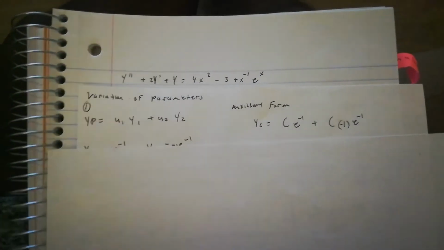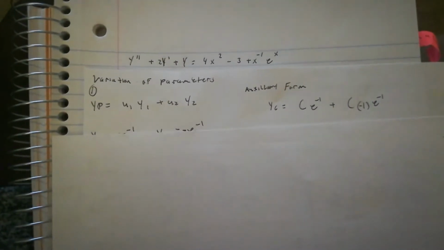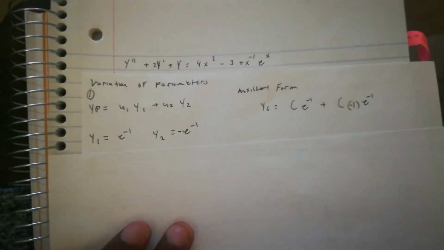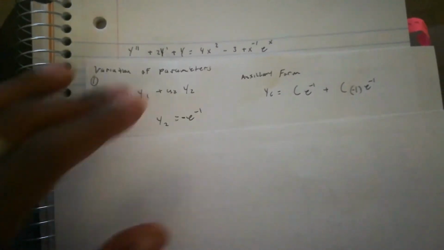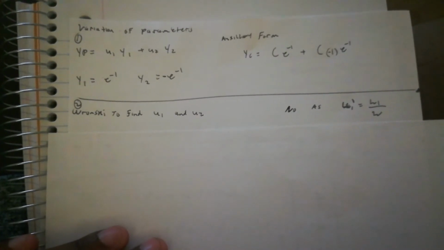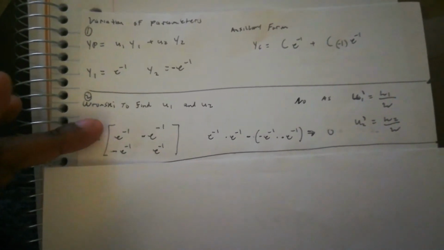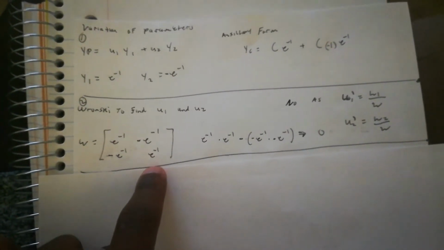For variation of parameters, your yp, or particular solution, is assumed to be u1 times y1 plus u2 times y2, where your y1 and your y2 are given by your auxiliary form from your original differential equation. There's a method called the Wronskian you can use to find your u1 and u2, and this involves taking your y1 and its derivative and your y2 and its derivative, putting them into a matrix and finding the determinant.